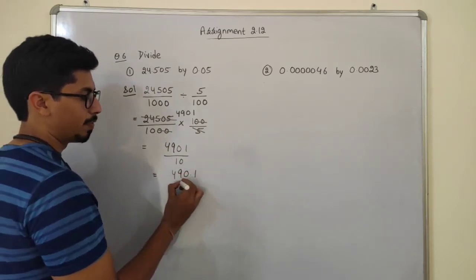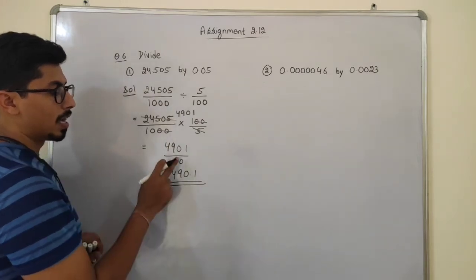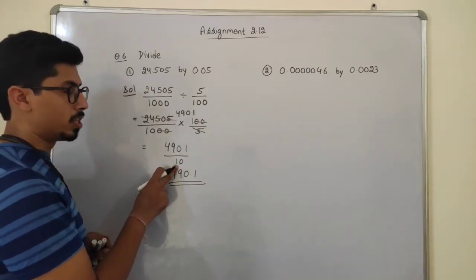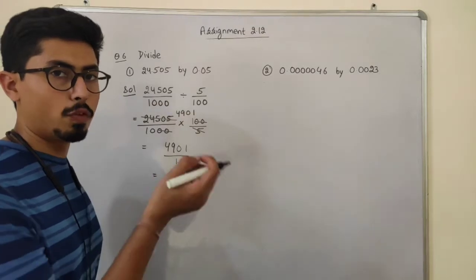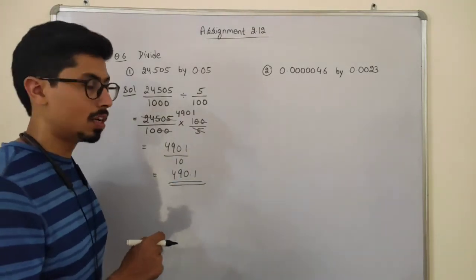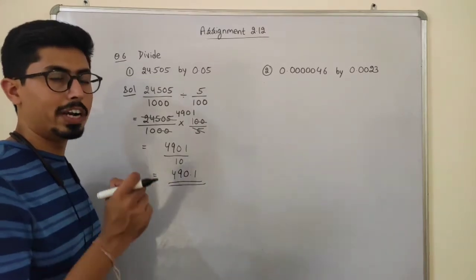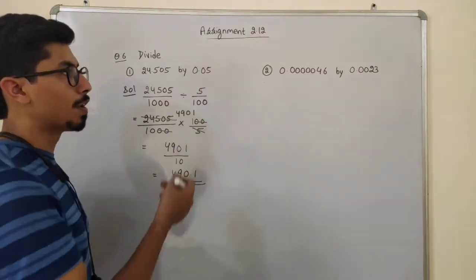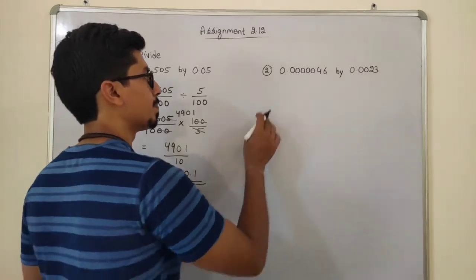Okay, because in denominator there is only one zero, so I have to put the decimal before one digit. So before one digit, that means between 0 and 1. So 490.1 is the required answer. Now moving forward to our second part.